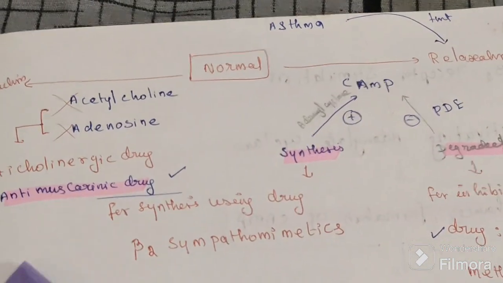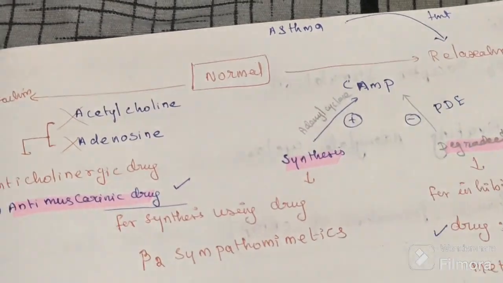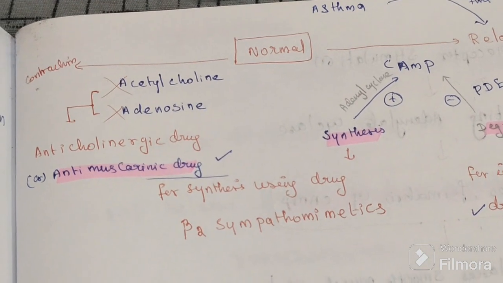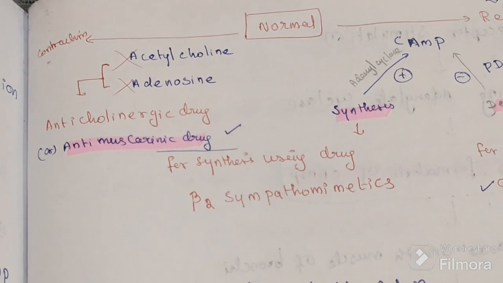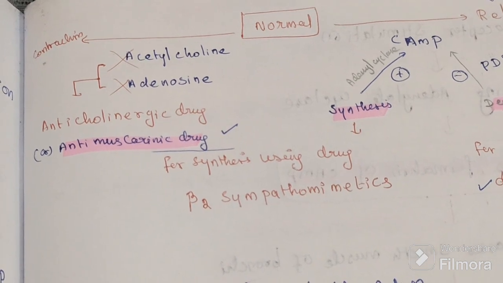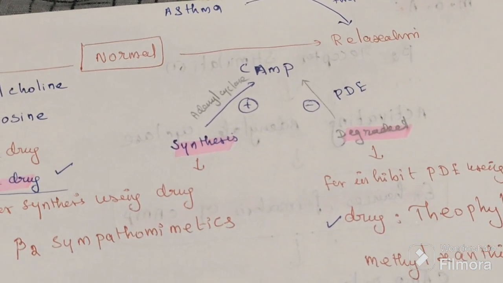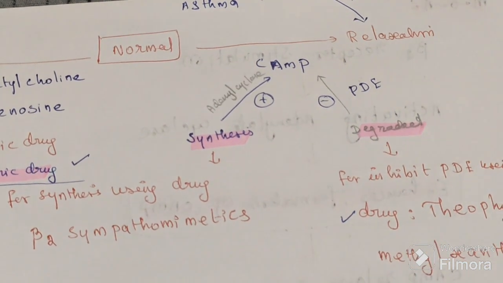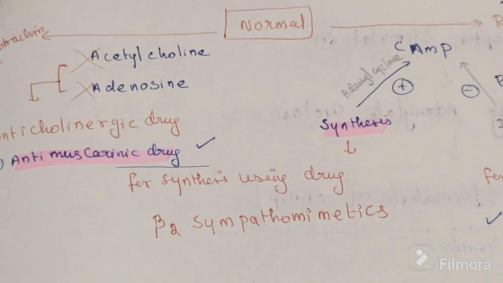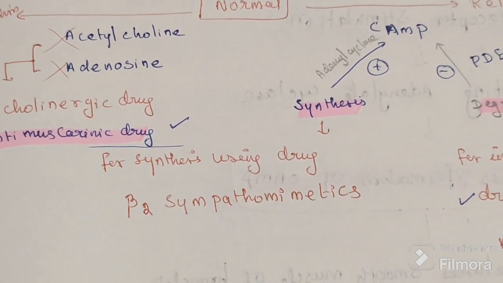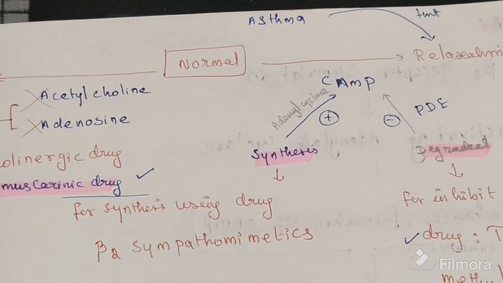So this is the normal trachea. We want it to contract, we want it to relax. For contraction, two things are required: acetylcholine causes contraction, and adenosine causes contraction. For relaxation, only one thing, that is cyclic AMP. Cyclic AMP causes relaxation. So in a normal person there is a balance, not contracted, not relaxed.